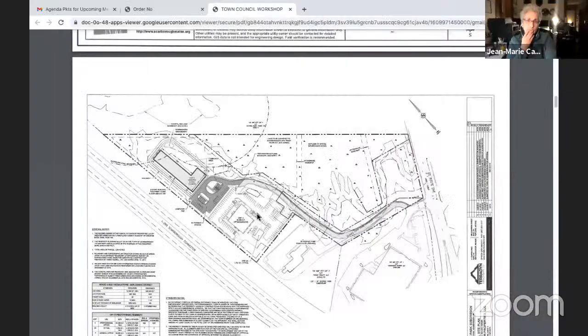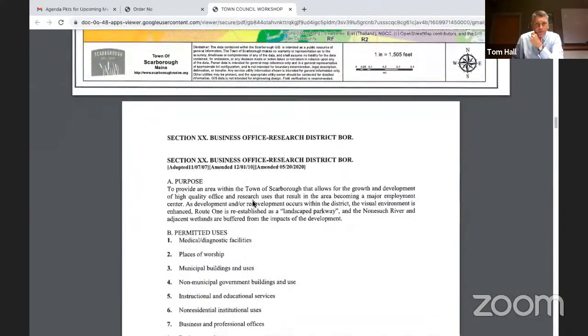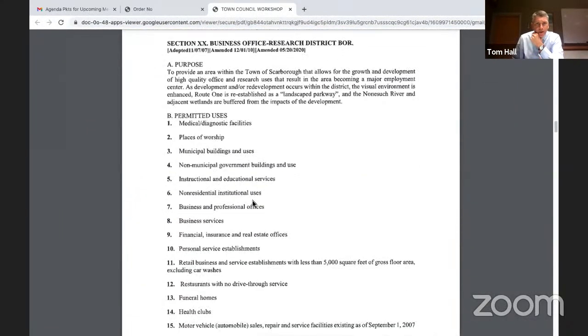Quick question maybe to Tom. Do you know why residential is not allowed in this particular park? Well, the title of the zone is suggestive. It's the Business Office / Research District. Paul, if you want to pull up the permitted uses in the meeting packet. Essentially, it's all what you'd expect in terms of business and medical uses.